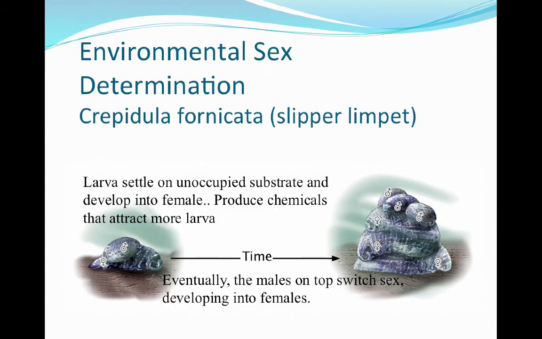Sex can also be determined in other species by the environment. So I think I told you guys about tortoises last week in class. Another example is the slipper limpet. These organisms will settle as larvae on an unoccupied surface, and if they're present by themselves, they're going to develop into a female. That female is going to produce a bunch of chemicals that attract more and more larvae. And then over time, the males that attach themselves to the top of the pile are going to switch sex, and they'll develop into females.